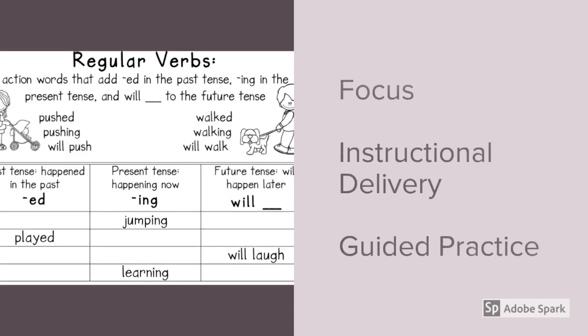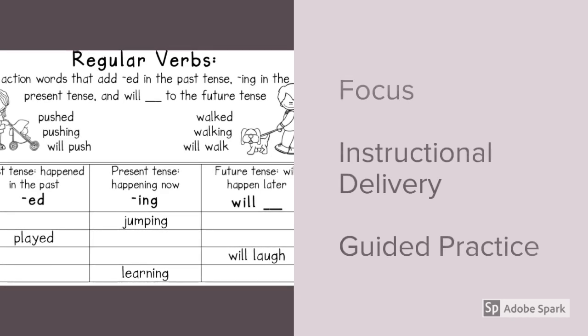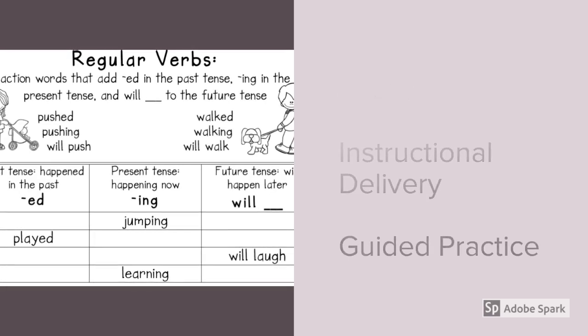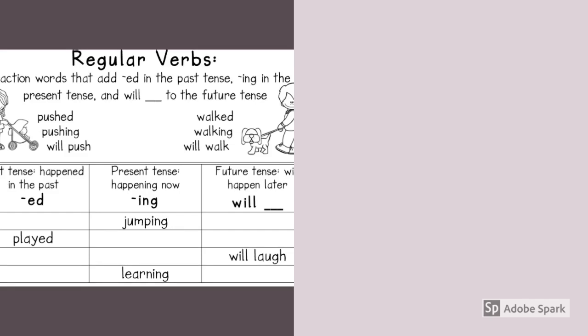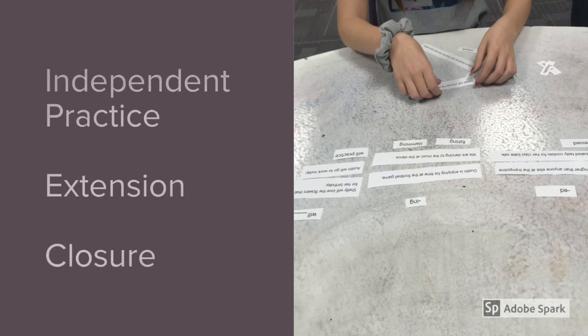For our guided practice, students played the game Three Corners. I placed sentences up on the headboard, and students would move around the room to the correct sign of what tense was used in the sentence. During independent practice, students got to sort different sentences, verbs, and the helping word or ending of past, present, and future tense.